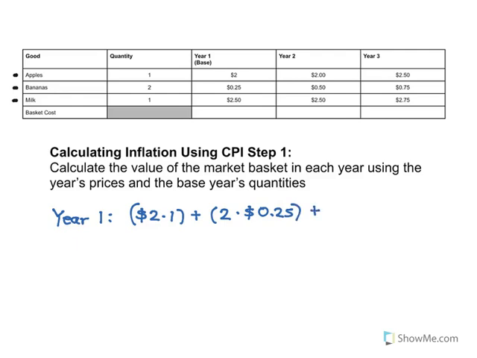And then we have 1 milk, and it costs $2.50. And so if I add all that together, it would equal $5. And so we could go ahead and fill $5 into the table, if you like. So year 1's basket total is $5. $2 plus $2.50 plus 50 cents.